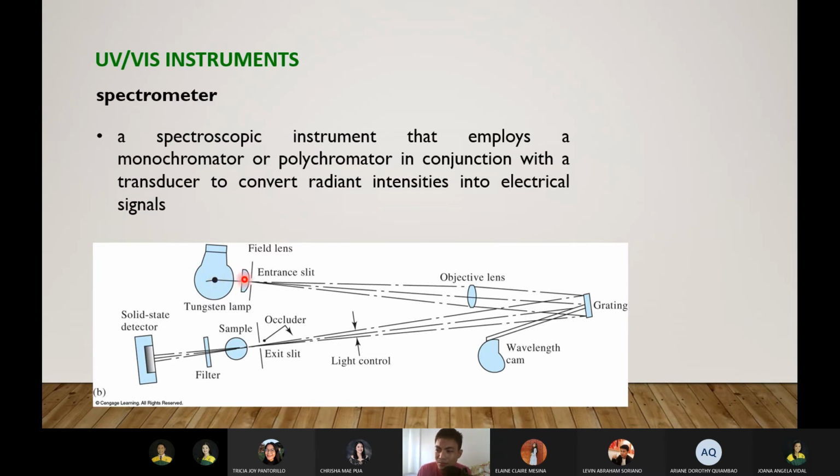So you have the tungsten lamp, so liliwanag yan, and then yung light na yan, it will be sorted to certain wavelengths. Tapos kapag nakapag-choose na siya ng isang wavelength, papadaan niya yun sa sample. And then, i-detect ng detector sa dulo yung gano'n na lang karaming tumagos sa sample, then makuha niya yung absorbance reading. Okay? So, ganun lang yung idea.